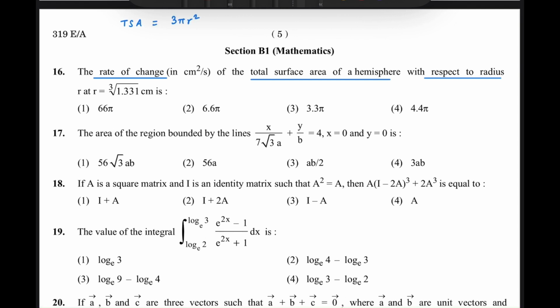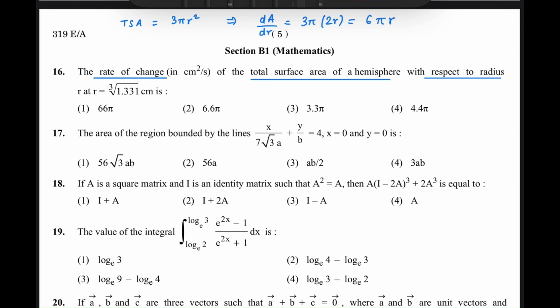Now he is asking you about rate of change. That means he is asking you about the derivative with respect to r. So that means you need dA over dr. Okay, so with respect to r, if you are differentiating r square, what do you get? You'll get 3 pi, which is just a constant, into 2r, or you can write 6 pi r.